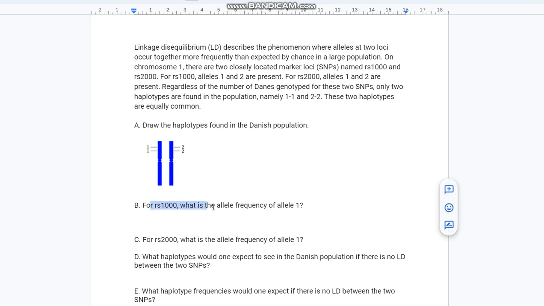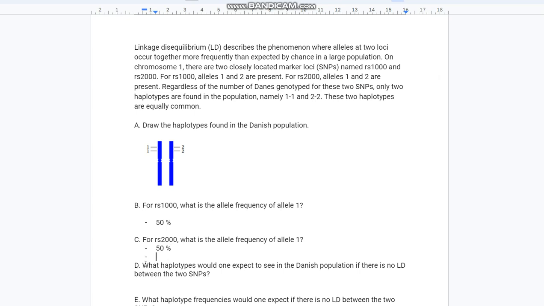Now they say for RS1000, what is the allele frequency of allele 1? Remember that they say for RS1000, alleles 1 and 2 are present, right? We cannot have any more alleles. So it is 50%. And for RS2000, again, alleles 1 and 2 are present, so this is also 50% here. Very easy.